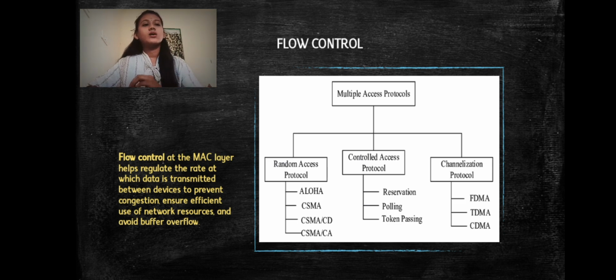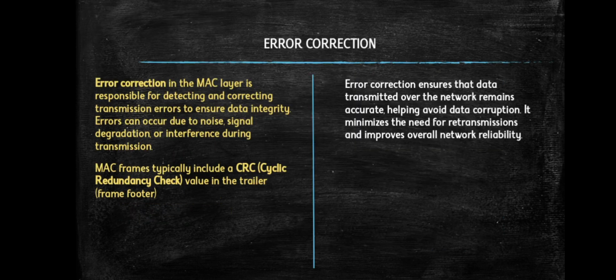To send data at a manageable speed, we use different protocols like random access protocol, controlled access protocol, and channelization protocol, and there are various subdivisions in those. By using these protocols, we will be managing the speed of the data. So flow control is all about sending data at the right speed to keep the network efficient and avoid problems.